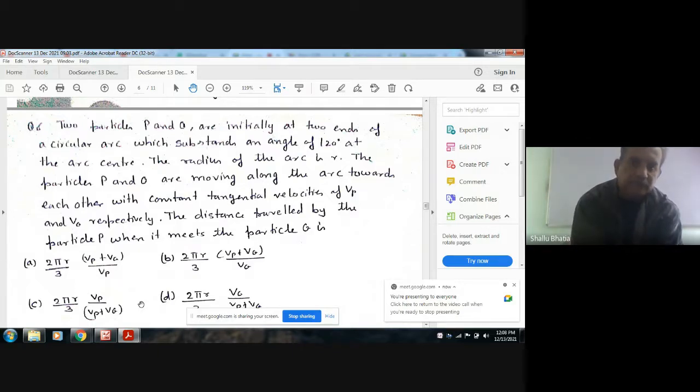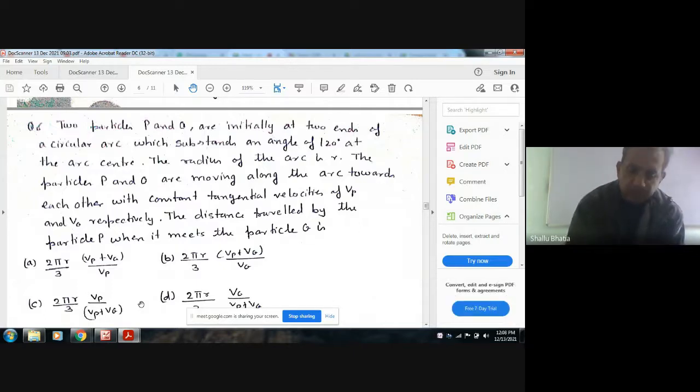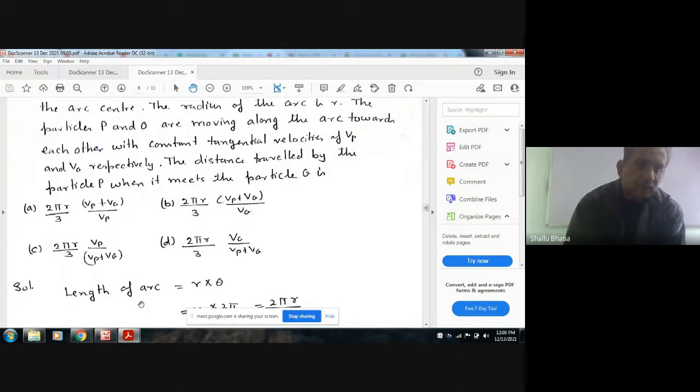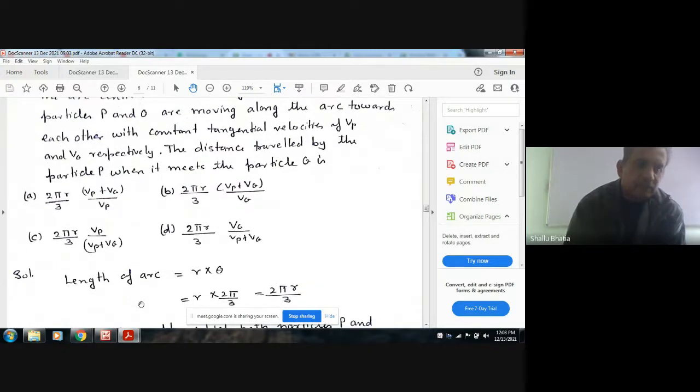The distance traveled by the particle P when it meets the particle Q is: option A 2 pi r by 3 times (Vp by Vp plus Vq by Vp), B 2 pi r by 3 times (Vp plus Vq by Q), option C 2 pi r by 3 times Vp divided by (Vp plus Vq), D 2 pi r by 3 times Vq divided by (Vp plus Vq).